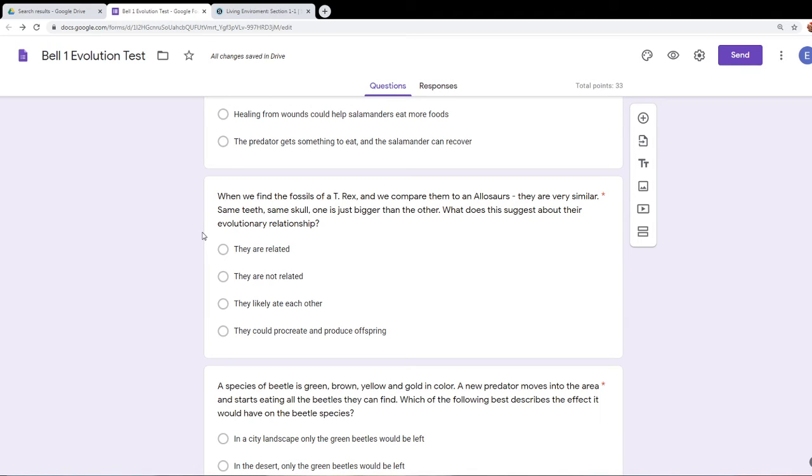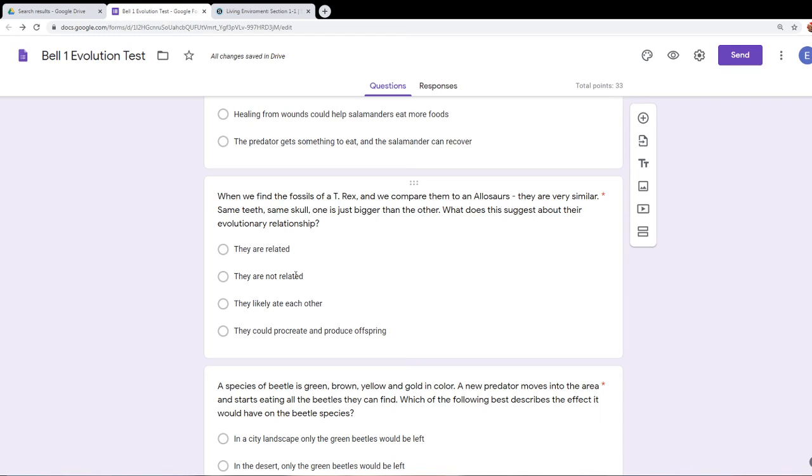When we find the fossils of a T Rex, we compare them to Allosaurus. They're very similar. Same teeth, same skull. One of them, the T Rex, is just bigger than the other one, the Allosaurus. What does this suggest about their evolutionary relationship? Does it suggest that they are related?